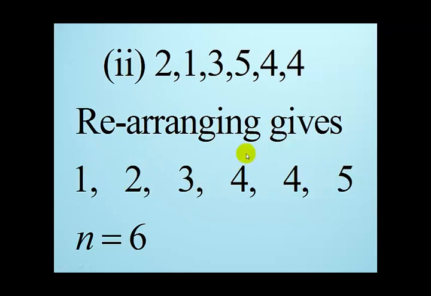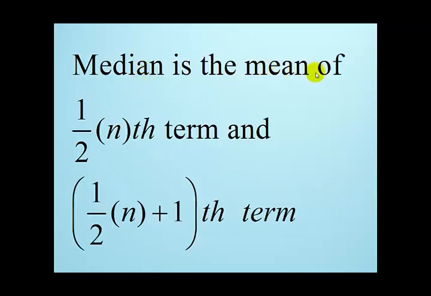Take note, before you find the median, the first thing you have to do, that is when you are told to find the median of numbers, is to arrange the numbers in order of magnitude from the least to the highest. So instead of 2, 1, 3, 5, 4, 4, the arrangement gives us 1, 2, 3, 4, 4, 5. Now let's count the number of terms. We have 1, 2, 3, 4, 5, 6. That means that n is equal to 6. And 6 is an even number. So if the number of terms equals 6, if it's an even number, how do we find the median? Now let's proceed. The median is the mean of half n item and half n plus 1 item.